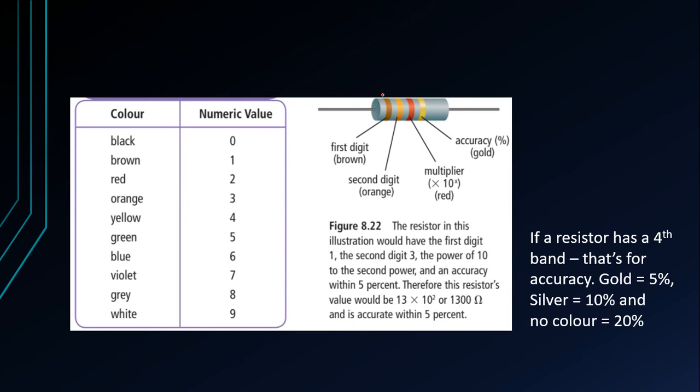So the first digit is a numeric value, and so is the second digit. And then the third one is what we multiply it by, a power of 10. For example, here the first one is brown, that is 1, and then the orange is the second digit, that's 3, so that'd be 13 times 10 to the 2, because red is 2. And the accuracy, for gold, this is gold, that's 5%. So within 5%, that's how much it's going to slow down the flow of electrons.